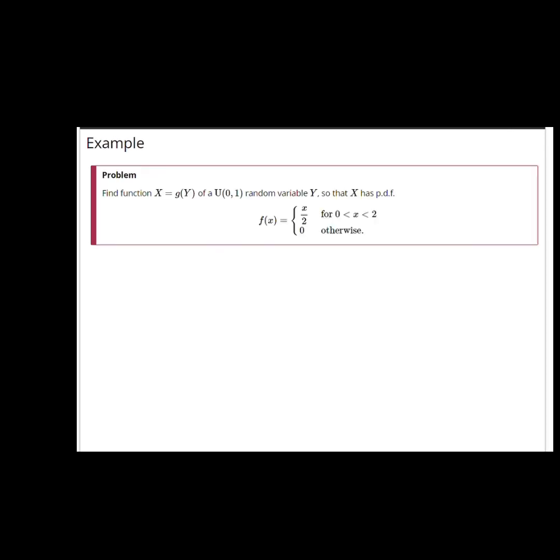Here's an example. We wish to find some function of a uniform random number, Y. I've called it little g of y. X equals g of y should have a probability density function given by little f of x equals x over 2 when x is in the interval from 0 up to 2, and 0 elsewhere.